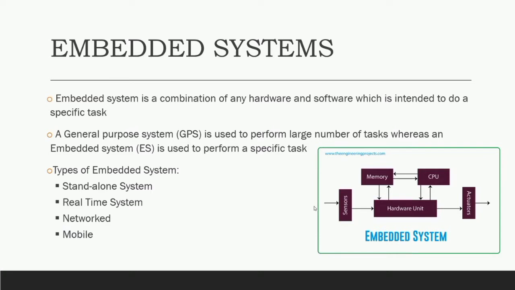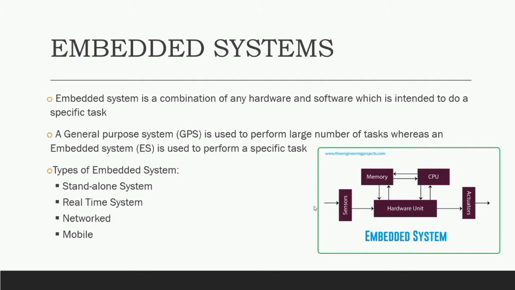Embedded system. What is an embedded system? An embedded system is a combination of hardware and software which is intended to do a specific task. A general purpose system, or GPS, is used to perform a large number of tasks, whereas an embedded system, ES, is used to perform a specific task.